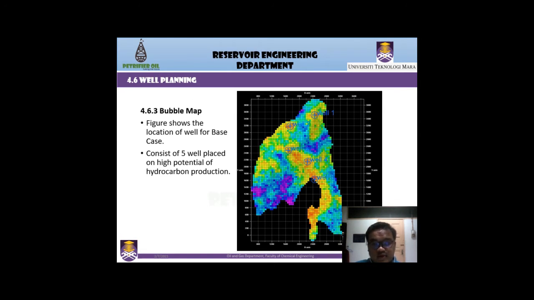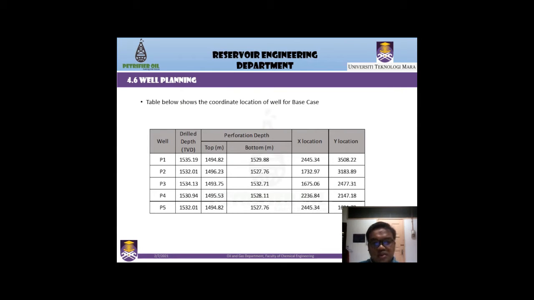In this slide, the figure shows the location of the wells for the base case, consisting of 5 wells placed on the high potential areas of hydrocarbon production. In this table, it shows the coordinate location of the wells for the base case. There are 5 production wells. There is a drill depth, and there is a formation or perforation depth that we produce. The X and Y locations actually we get from the Petrel software.